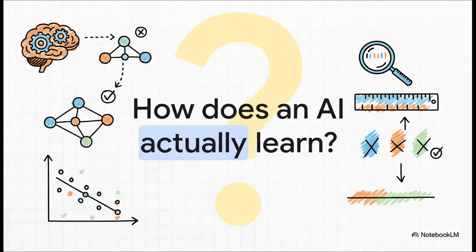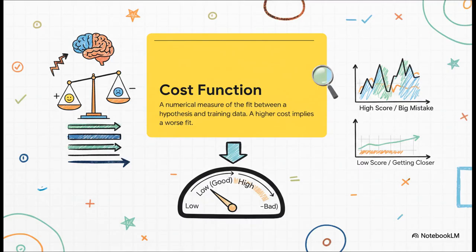But to correct your mistakes, you first need a way to measure just how big your mistakes are. And that's where this thing called a cost function comes in. You can just think of it as a how wrong are you score. If the AI makes a really bad prediction, it gets a high score, a big error. If it's getting close to the right answer, it gets a low score. So the entire game of training an AI boils down to one simple goal. Tweak all your internal settings to get that cost score as close to zero as you possibly can.